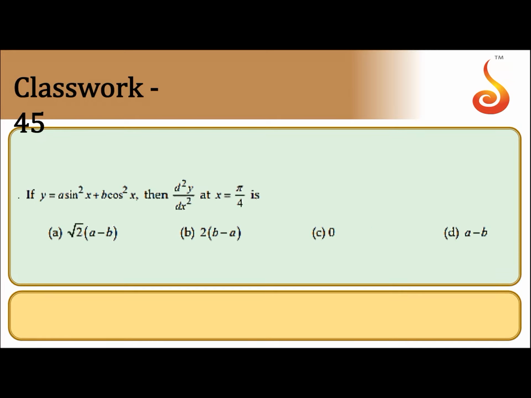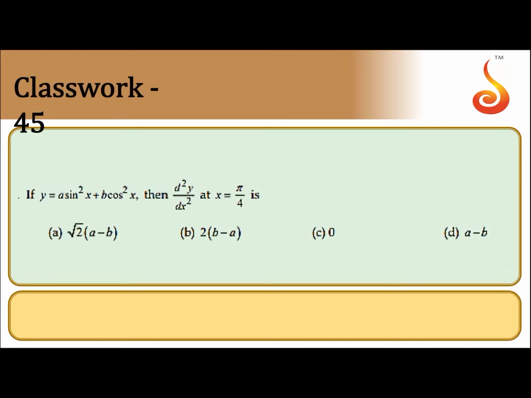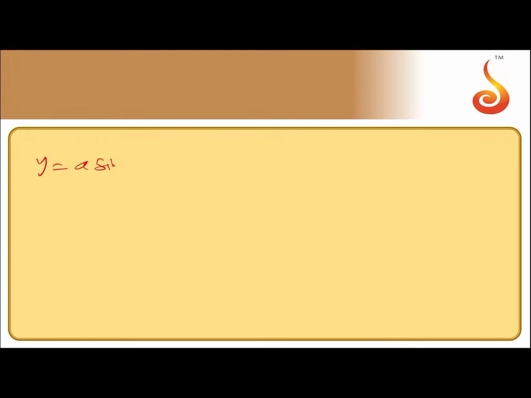Let's see the next one. Y is equal to a sine square x plus b cos square x. And the value of the second order derivative at pi by 4. A sine square, b cos square. Y is equal to a sine square x plus b cos square x.